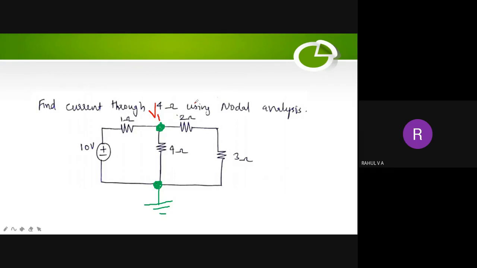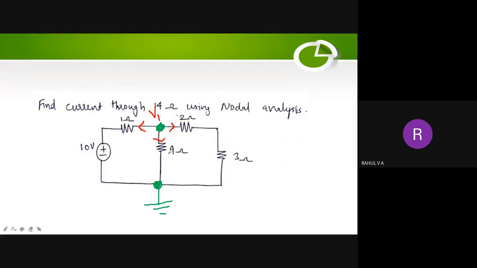Now assume that all currents are going away from the node. So we have to assume like that. All currents are leaving away from the node. Okay, that is very important. Unless there is a current source to tell the exact current direction, you can assume that all currents are leaving away from the node.